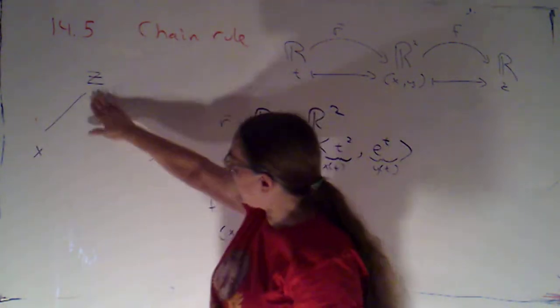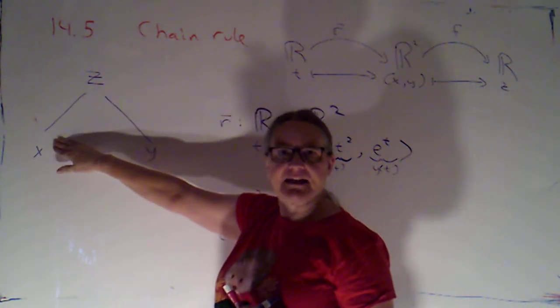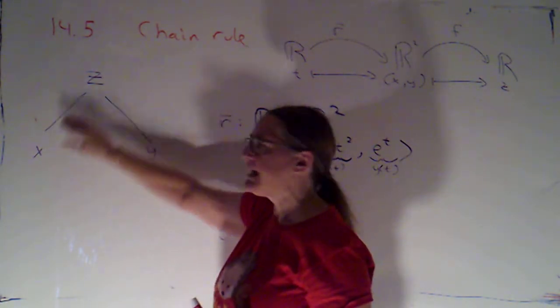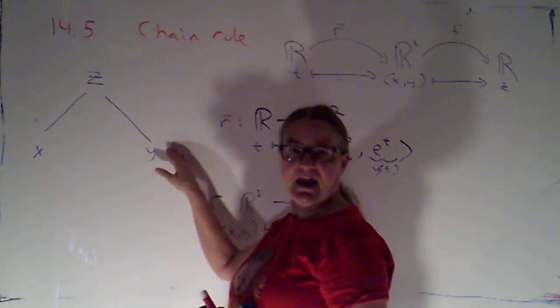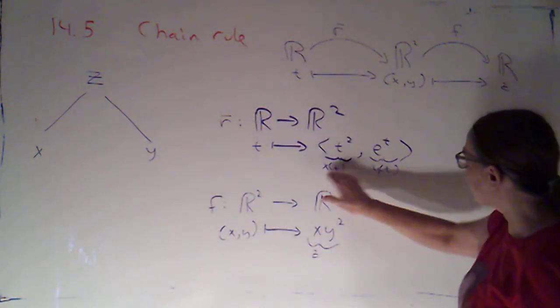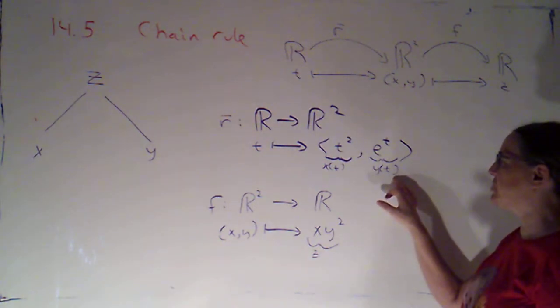So I'm going to draw these bars here. This is saying there's a dependence relationship here. The value of z depends on x. The value of z also depends on y. Okay. Now, x and y, those were my component functions for this vector function r.